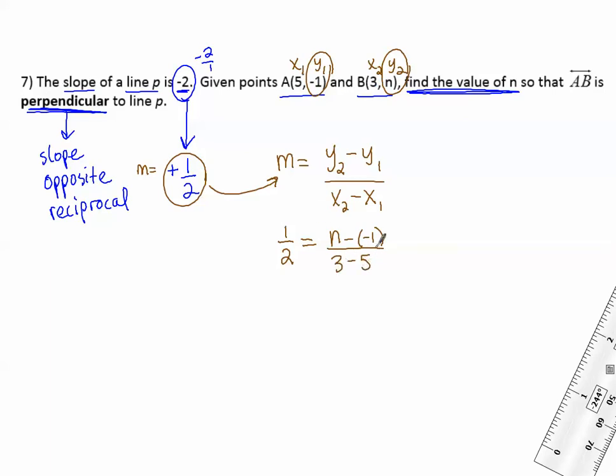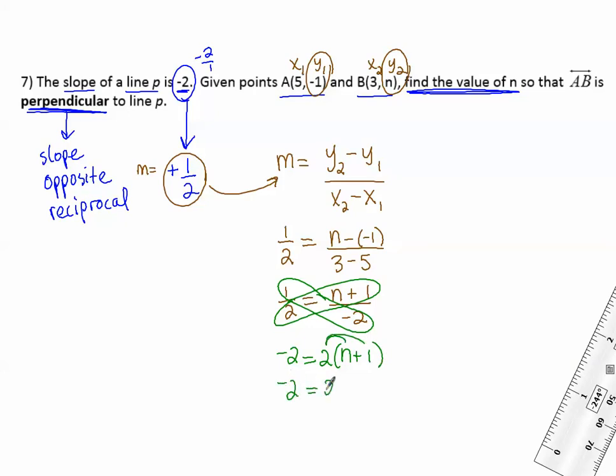Let's simplify this a little bit. 1/2 equals n minus -1 means n plus 1, over 3 minus 5 means -2. Now we can cross multiply. 1 times -2 is -2 equals 2 times the quantity n plus 1. Then we will distribute. -2 equals 2n plus 2.